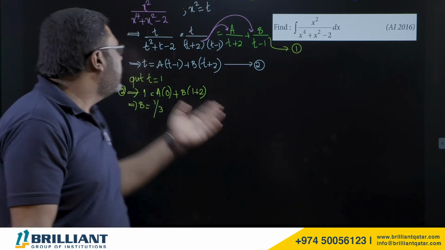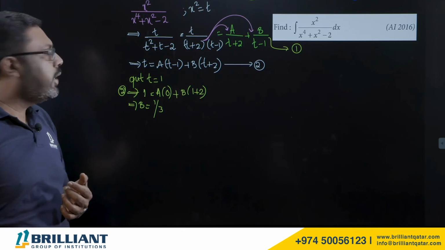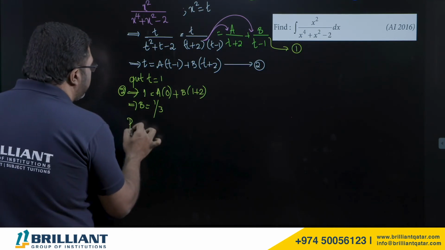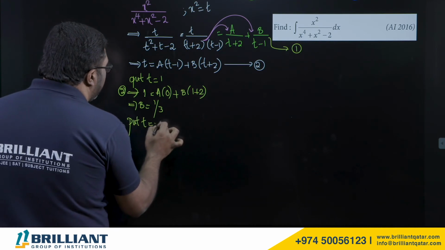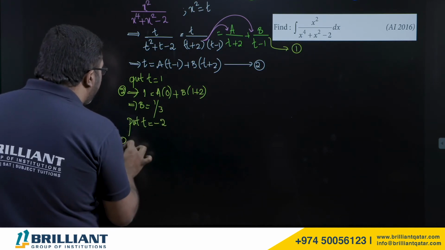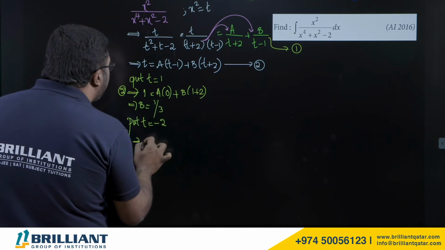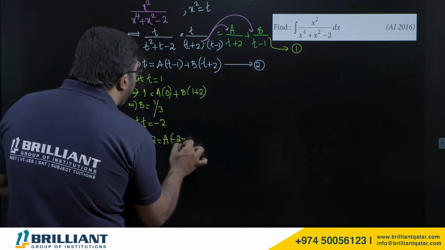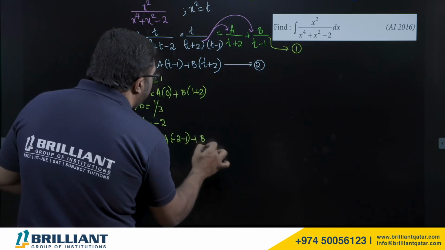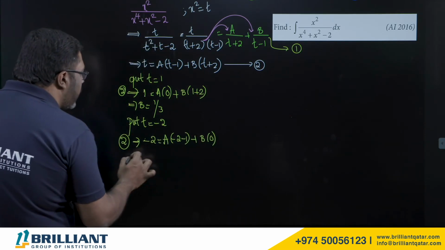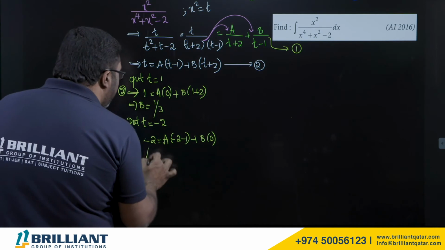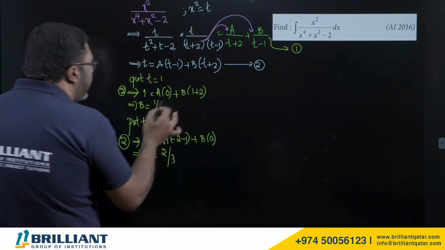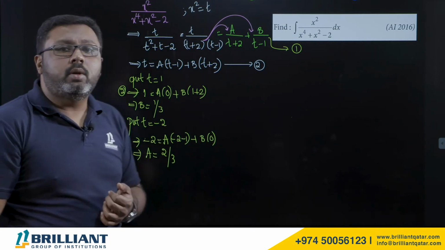The next factor is obviously t plus 2, where you will put t is equal to minus 2. If you put t is equal to minus 2, equation number 2 implies minus 2 is equal to a into minus 2 minus 1 plus b into 0. That implies a is equal to 2 by 3. So b is equal to 1 by 3, a is equal to 2 by 3.